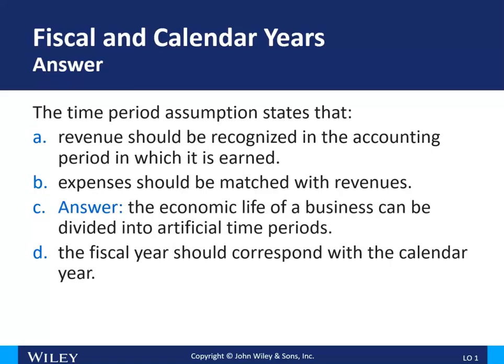We just discussed this, and the answer is C, the economic life of a business can be divided into artificial time periods. The first two answers there are true, and we'll talk about those in a little bit coming up. The fourth one, D, is not true. The fiscal year does not have to correspond with the calendar year.